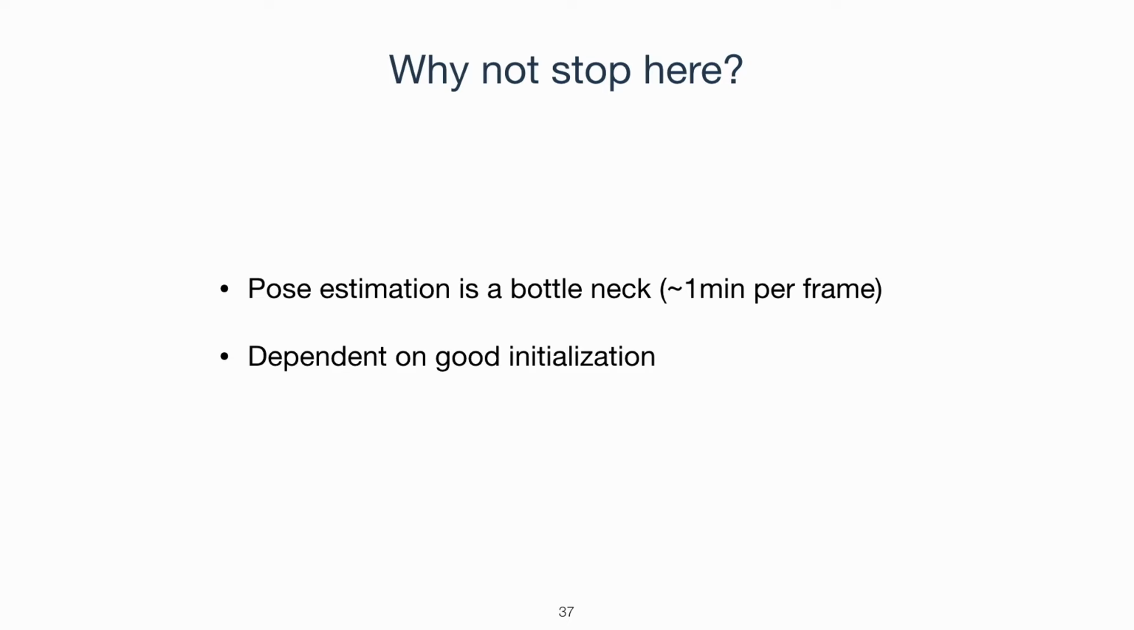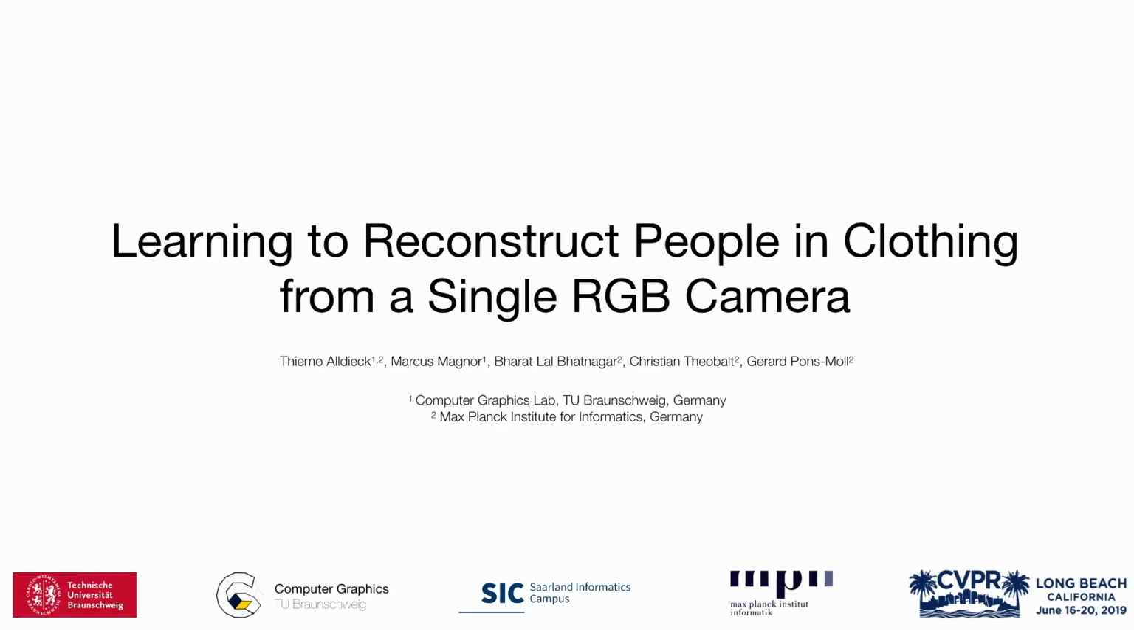Also, since it's an optimization problem, you really need these good poses. You need a good initialization, otherwise you will just end up with noise. And it's also sensitive to local minima because it's an optimization problem. And this leads us to the next project I wanted to show you. It's called Learning to Reconstruct People and Clothing from a Single RGB Camera. It's almost the same authors again, and it will be presented at this year's CVPR. So it's not presented yet, so you're one of the first to see it.